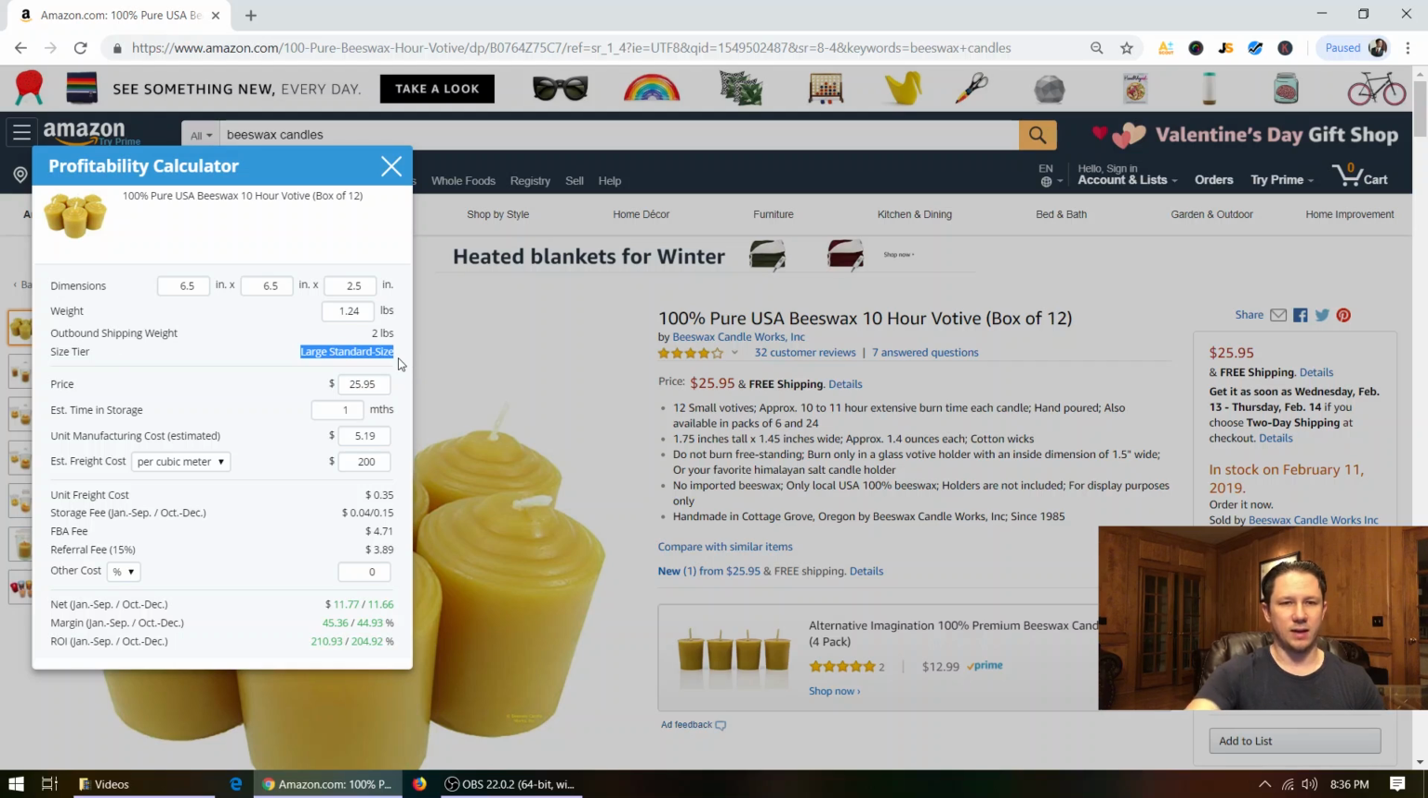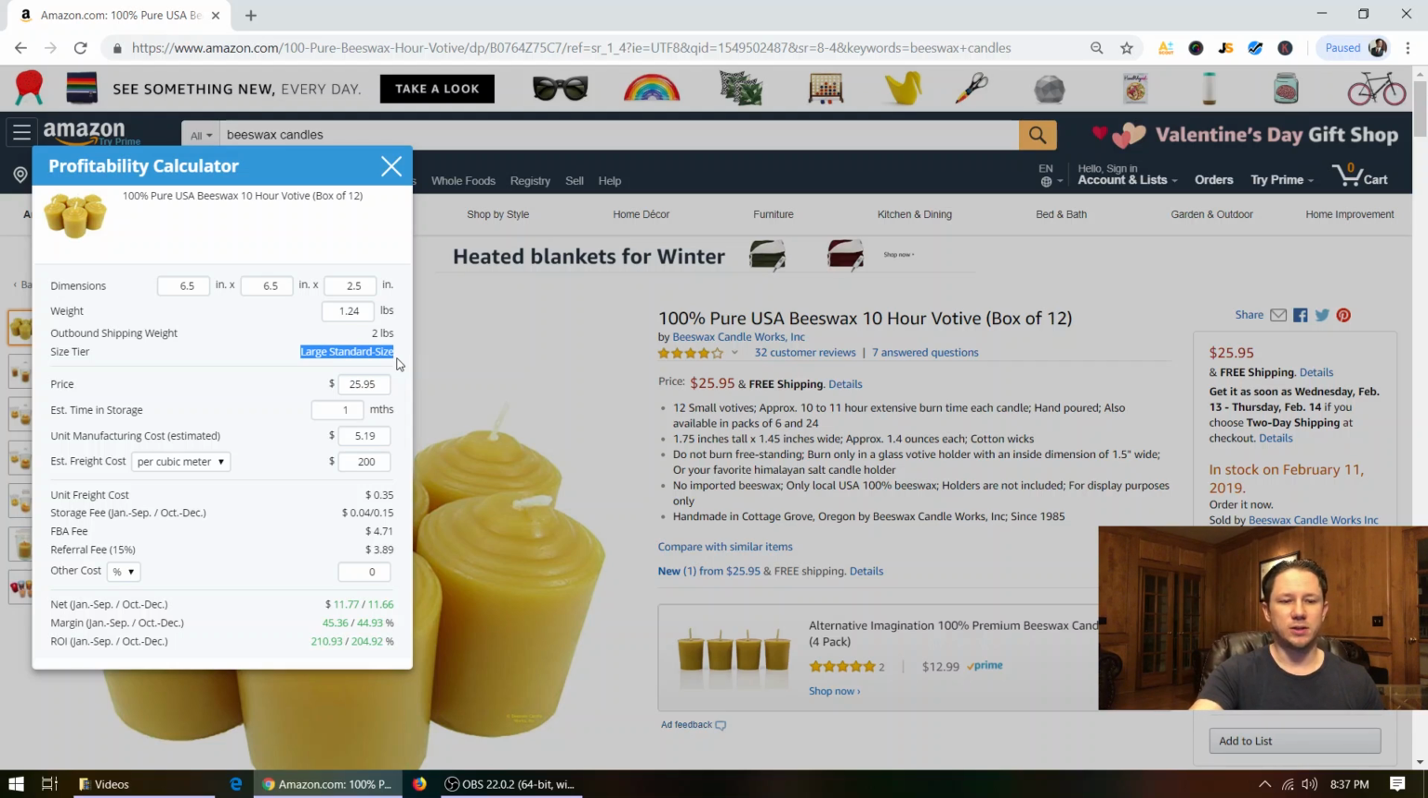The first thing to look at here is the size tier. This is the size of the item. This is the large standard size, where the majority of products fit, okay? Below that, they have a smaller size, for products that have to be very thin. I think that's three-quarters of an inch or something like that. They change it periodically. And above this is oversized.